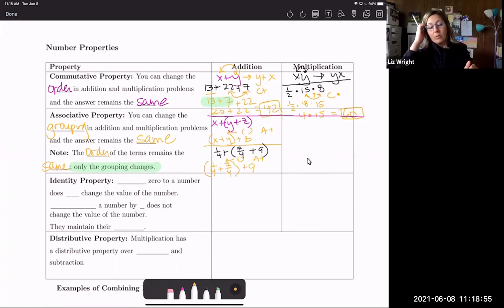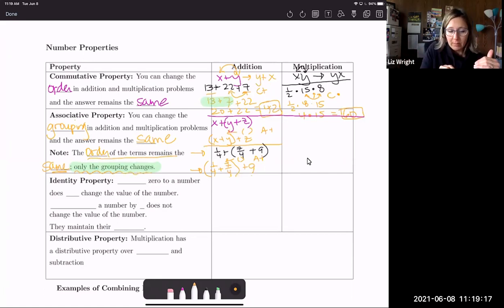Something I want to point out, are those terms in the exact same order that we started with? So look at the black. It goes 1/4, 7/4, 9. Look at the next one. 1/4, 7/4, 9. The order of the terms remains the same. Only the grouping changes. That is so different from the one up here. That is like the exact opposite, right?